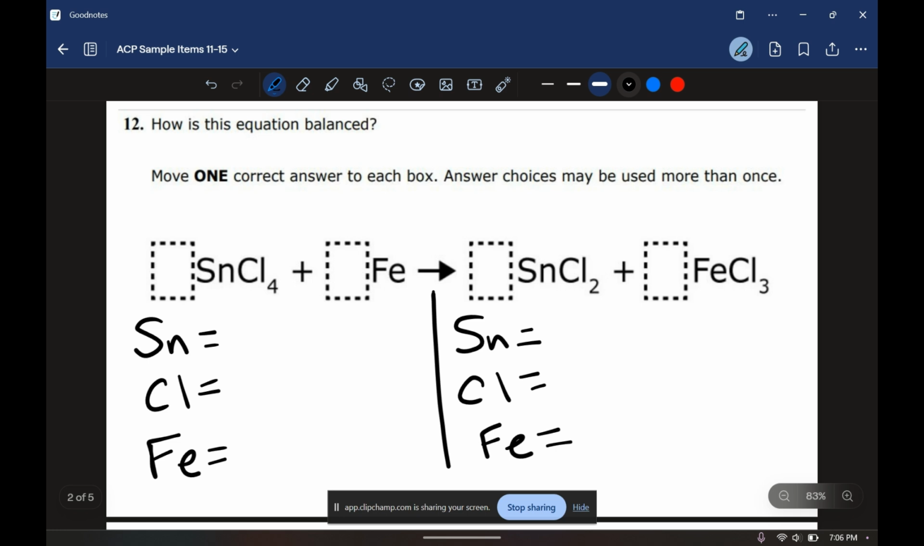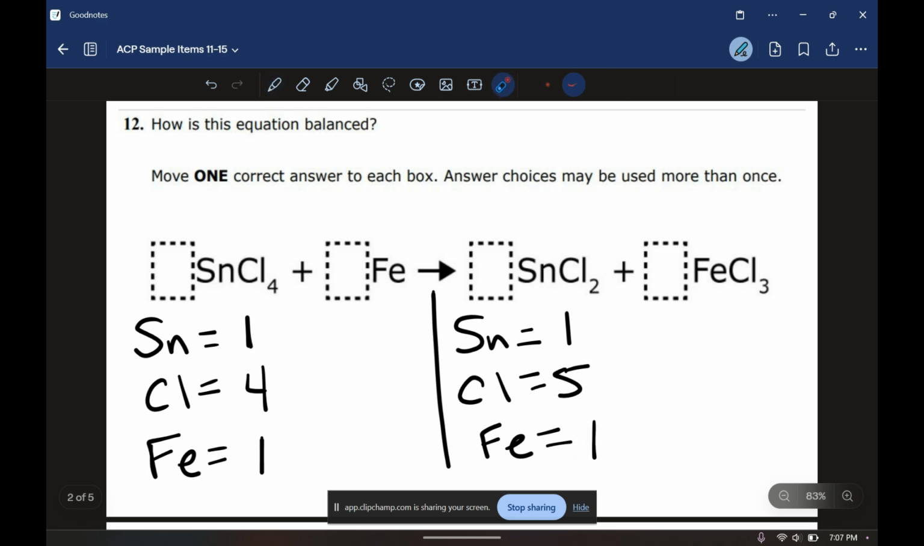Once you have your elements listed, start counting. So on the left side, we have 1 atom of tin, 4 atoms of chlorine, and 1 atom of iron. If we go over to the right, we have 1 tin. We have 2 chlorines here, but we also have 3 over here, which means you're going to have to add them together. So that's going to give us 5 chlorines and then just 1 iron.